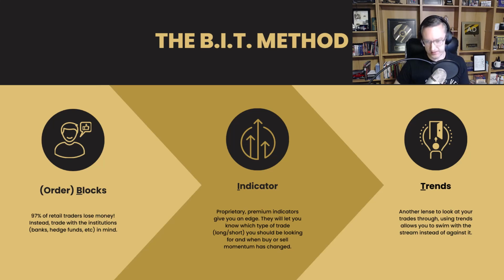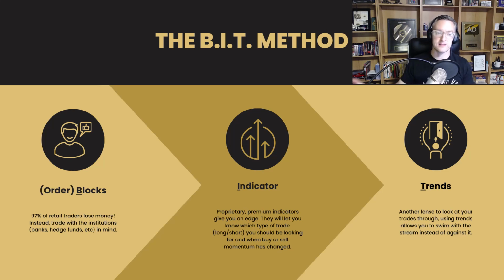Indicators. These are proprietary premium indicators that allow you to get an edge. They're going to help you know which type of trade, whether it's long or short, a buy or a sell, you should be looking for, and when that buy or sell momentum has changed in the other direction. And then finally, the trends. And again, another lens to look at your trades through. Using trends allows you to swim with the stream instead of against it.